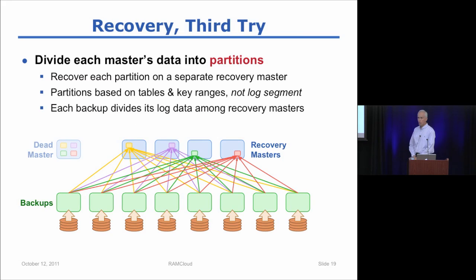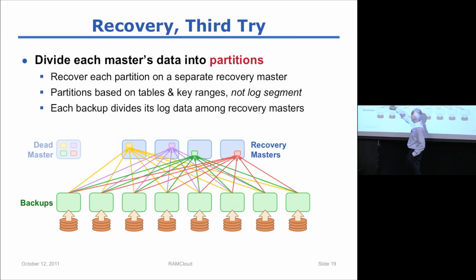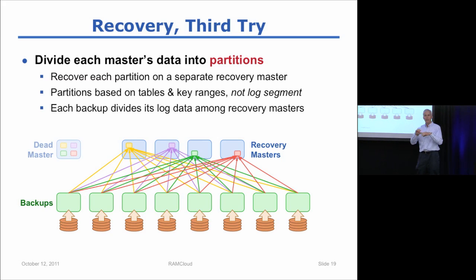So when a machine crashes, the coordinator slices and dices up the possessions of that master into a whole bunch of partitions. In this particular case, I've shown a master with 4 partitions. The master is not partitioned in normal operation. But when it's time to recover, its data gets divided up, and the coordinator assigns different tablets, basically ranges of keys within tables, to a whole bunch of other machines. So each recovery master now only gets a little piece of the dead master's information.